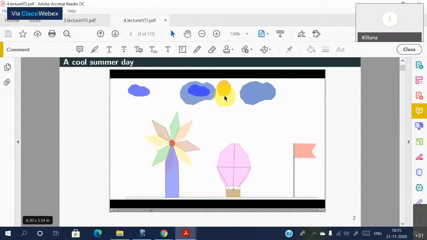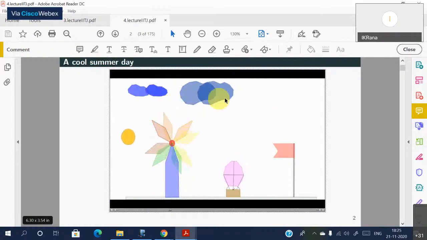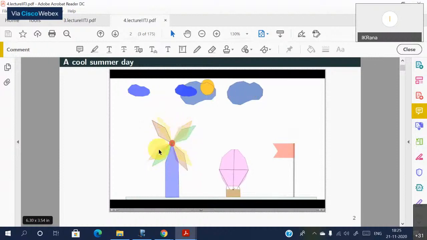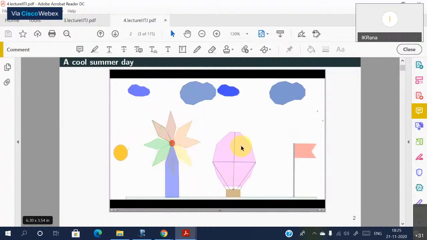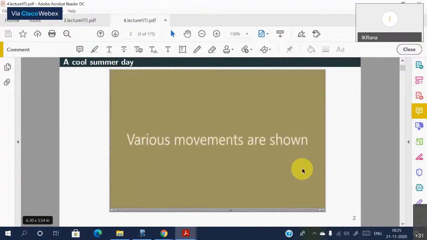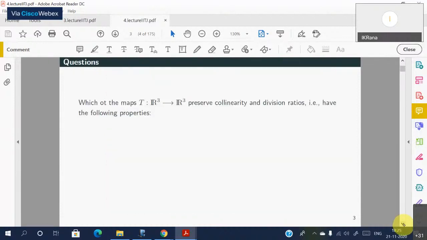So here is the sun going, so that is a rotation. Clouds moving, air moving, so their translation going left and right. Here is a rotation again. This windmill rotating, this balloon becoming bigger and bigger, and the flag changing direction. So these were some of the things which we observe every day, and we would like to study them mathematically.